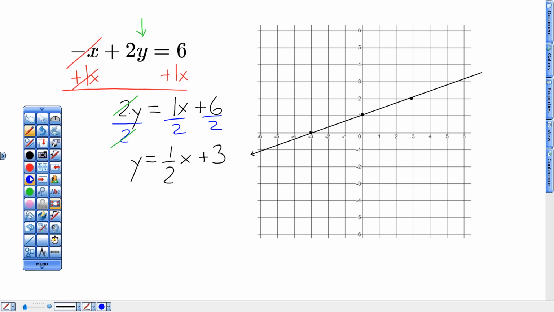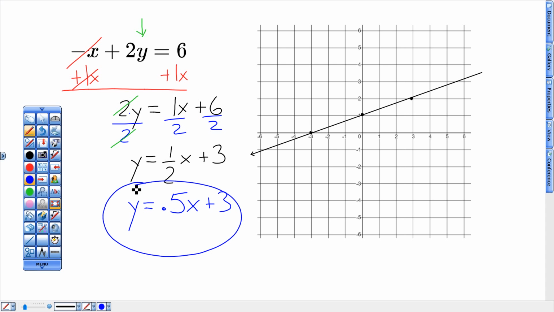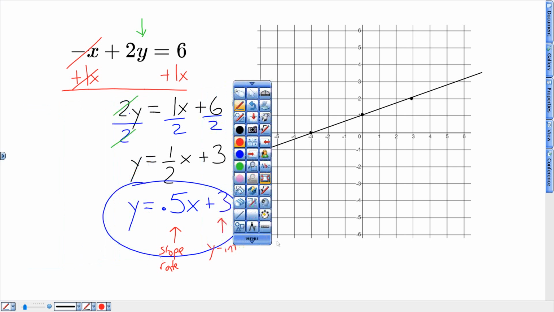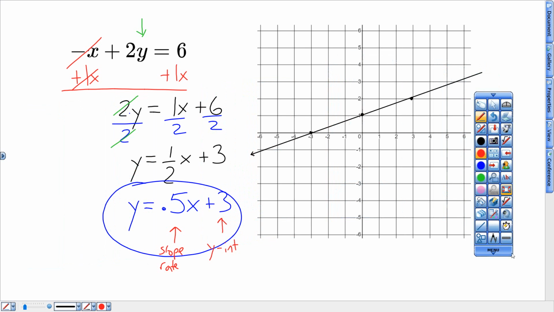And if I had to write that as a decimal form so I could easily compare, that's 0.5x plus 3 for that first equation. It's got a slope of 0.5 or a rate of change, and has a y-intercept of 3. For my graph, I could get the equation from just looking at it.